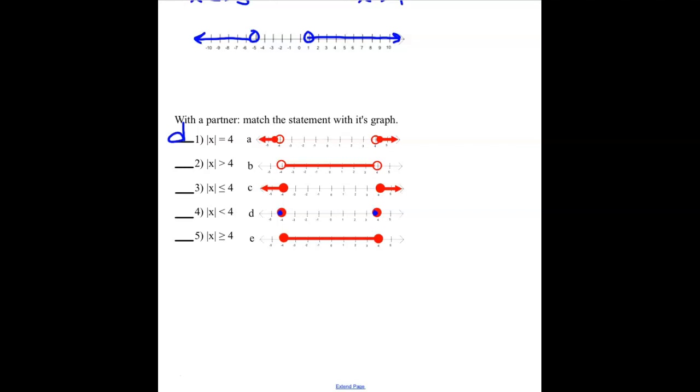Question 2, the absolute value of x has to be greater than 4. That means we want to be farther than 4 spaces from 0. That should be picture A, where we are moving farther from 0. Here's 0. This would be farther than 4 spaces away.